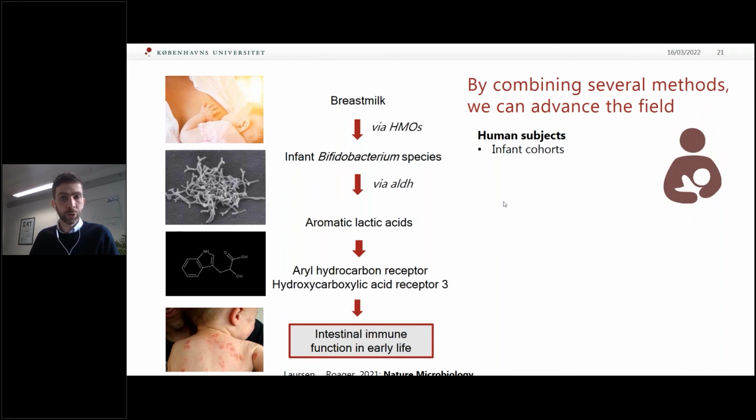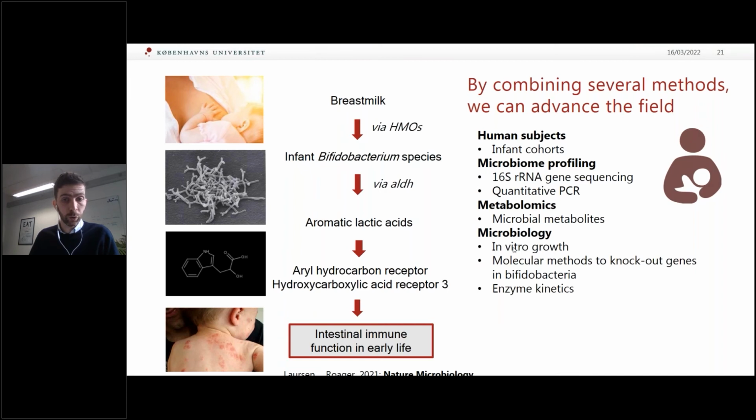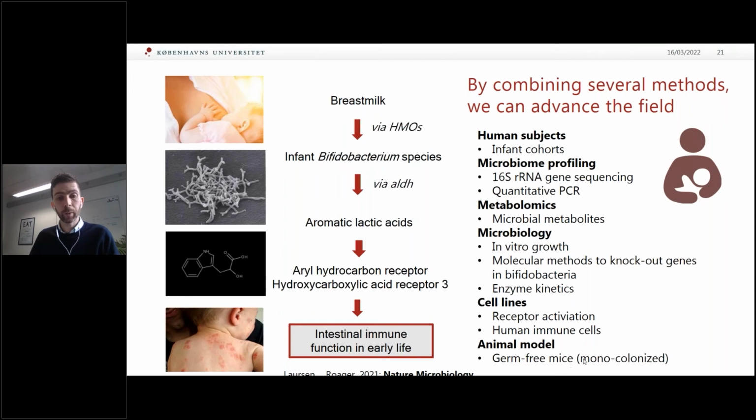And in this study, we used multiple infant cohorts. We used microbiome profiling, both 16S sequencing and qPCR. We did metabolomics, and we did microbiology. We grew different bacteria in the lab. We knocked out genes. We did enzyme kinetics, and we tested how metabolites interact with receptors in cell lines, and also performed studies on human immune cells. And finally, we also used germ-free mice. So basically, this exemplifies that we really need different expertise and different models to advance the field.